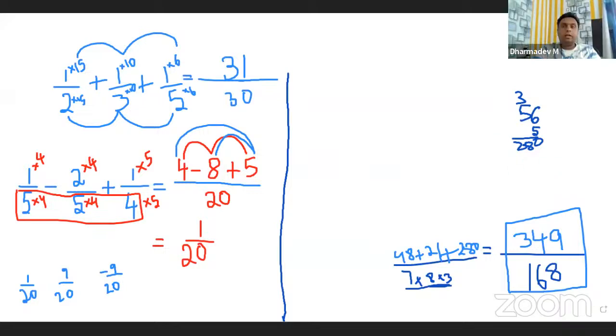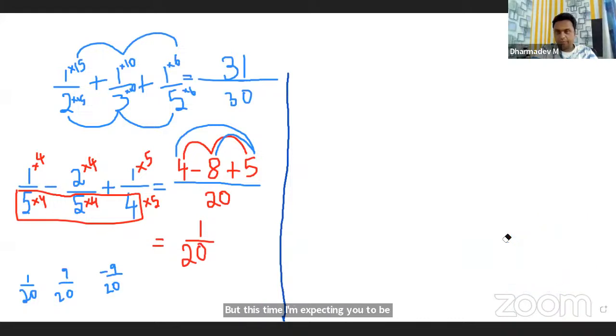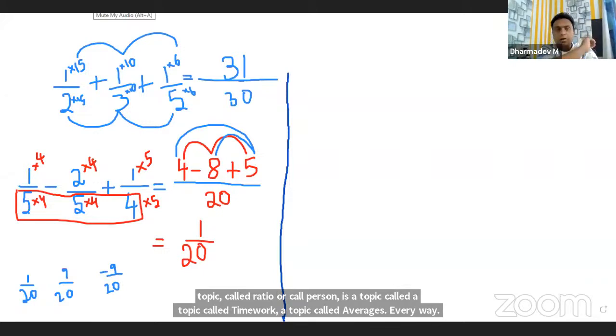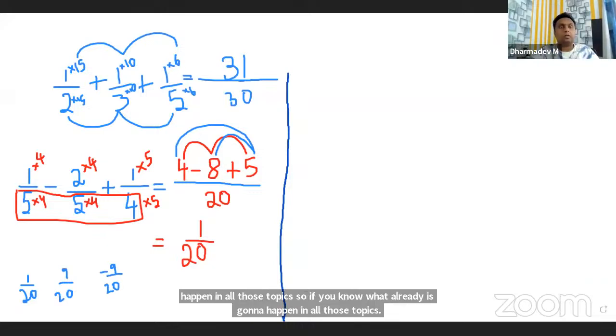Okay. Can I give you another question like this and I want you to solve it? Is that okay? But this time, I'm expecting you to be faster. See these topics, where does it come? A topic called ratio, a topic called percentage, a topic called time and distance, a topic called time and work, a topic called averages. Everywhere this is going to happen. What you're learning now is going to happen in all those topics. So if you know it already, that becomes easy over there. Okay, then I can just give you the question, and you solve it.